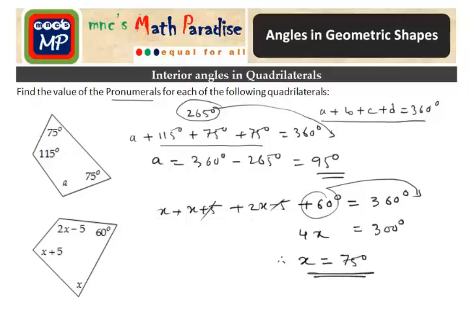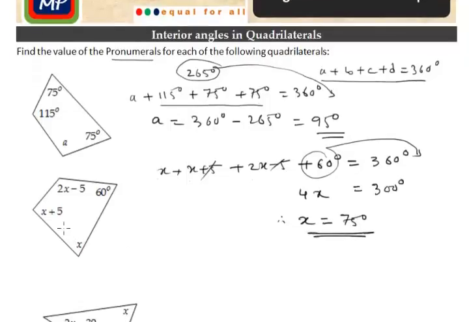So once we know the value of x, we can find these angles. So this angle is 75 degrees. This is x plus 5, that is 75 plus 5. So this angle is 80 degrees. And this is twice x minus 5. 2 times 75 is 150 minus 5. That means this angle will be 145 degrees.